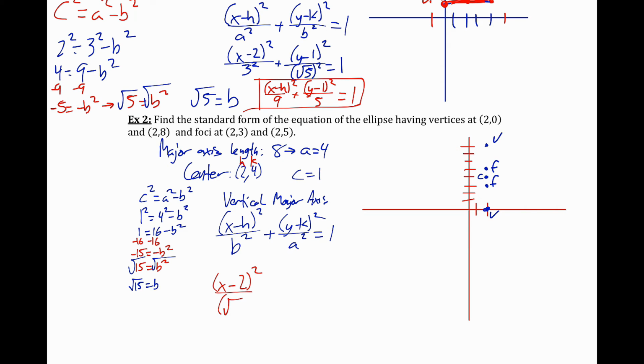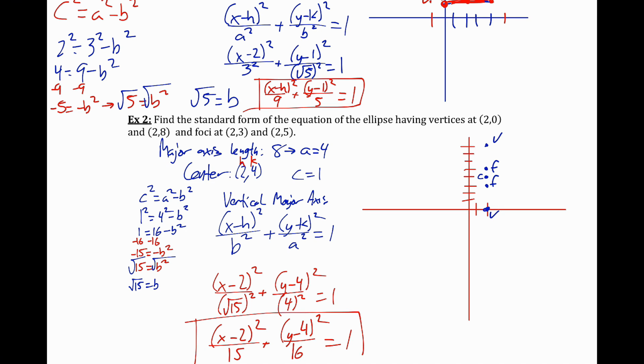Actually, I'll write it out. So we have the square root of 15, and that's being squared, plus (y minus k) squared over our a value, which was 4 squared, equals 1. Cleaning it up, the square root of 15 squared is just 15. So that first fraction is (x minus 2) squared over 15 plus (y minus, oh my goodness, I didn't even replace the k value in the previous line. My apologies. Our k value, again, is 4, so we have (y minus 4) squared over 4 squared, which is 16, equals 1. So that is the equation for this ellipse.